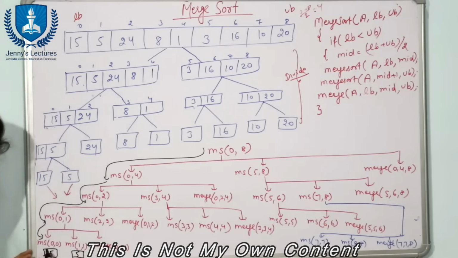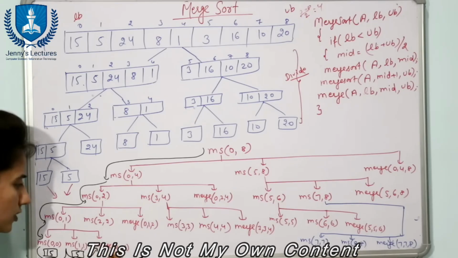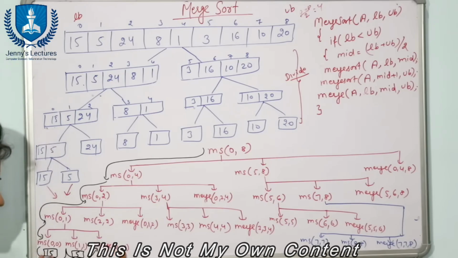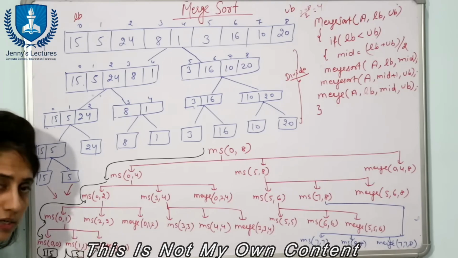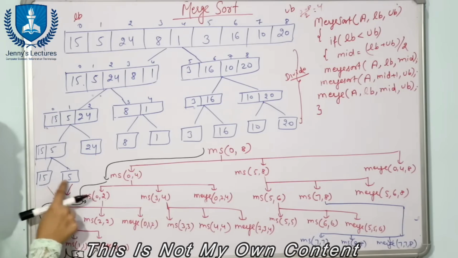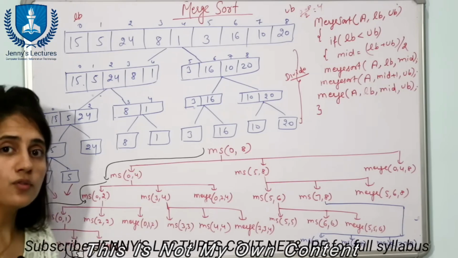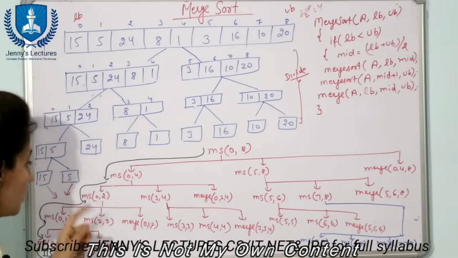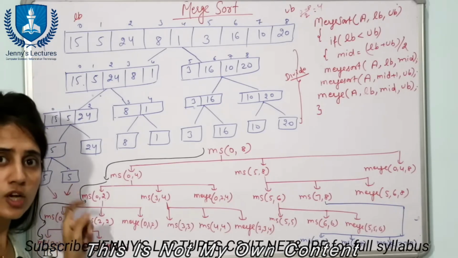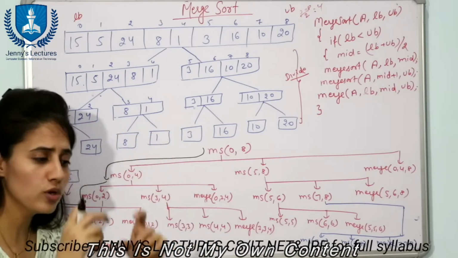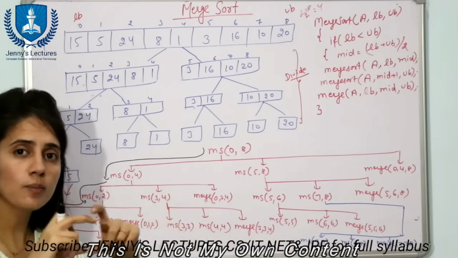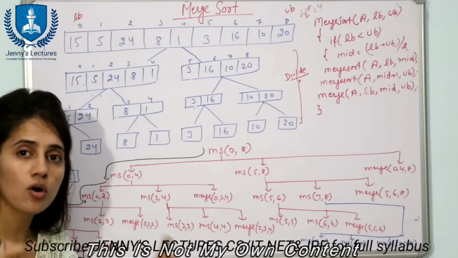Fine. So this one is done, this one is done. Now next step is, now control would go to this merge. Now merging of 0 to 0, which is 15, then 1 to 1, which is 5. Then you are going to merge this 15 and 5. Now how is this merging to be done? See, two sublists are there which are already sorted. You are going to merge those sublists and you are going to produce a new sublist, and that new sublist is also in sorted order.